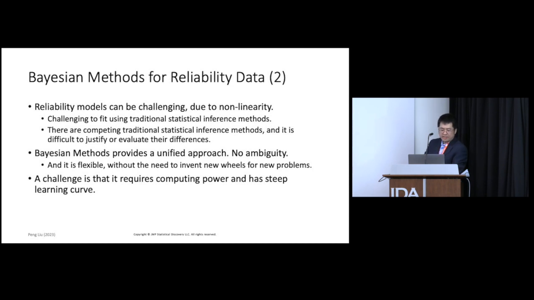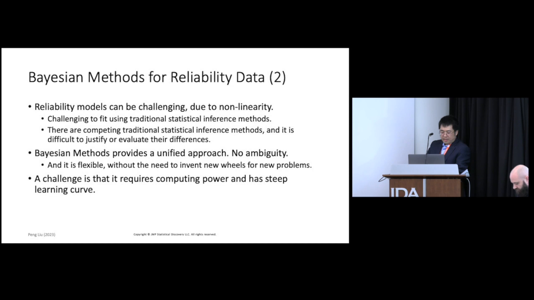So for this situation, it's challenging to fit these types of things using traditional statistical inference methods. And there are competing traditional statistical inference methods, and it's difficult to justify or evaluate their differences. So these are the challenges if you have all these situations combined, and we actually have this in reliability data analysis situations. And the Bayesian method provides a unified approach without any ambiguity. There is no other way of doing the Bayesian approach in a second way. You have only one way of doing it. And it's flexible without the need to invent some other new wheels for the new problem.